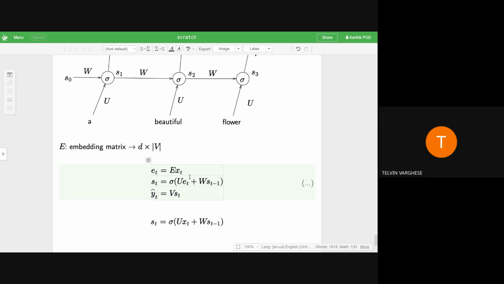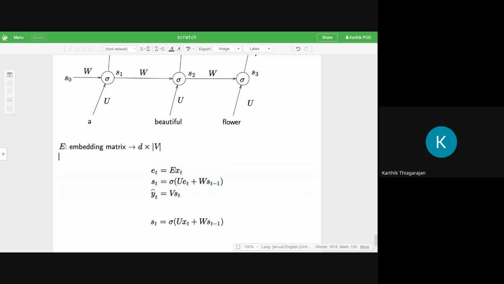So still we will get D, right? D cross V, V cross 1. So one hot encoding will be V cross 1, you are telling? Yeah, V cross 1. That's what I am asking. Yeah, it's always V, right? You understand one hot. Okay, so this is what happens.